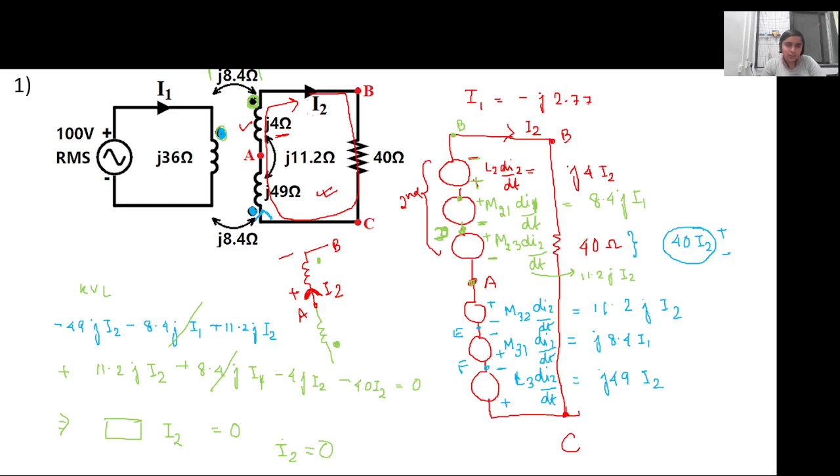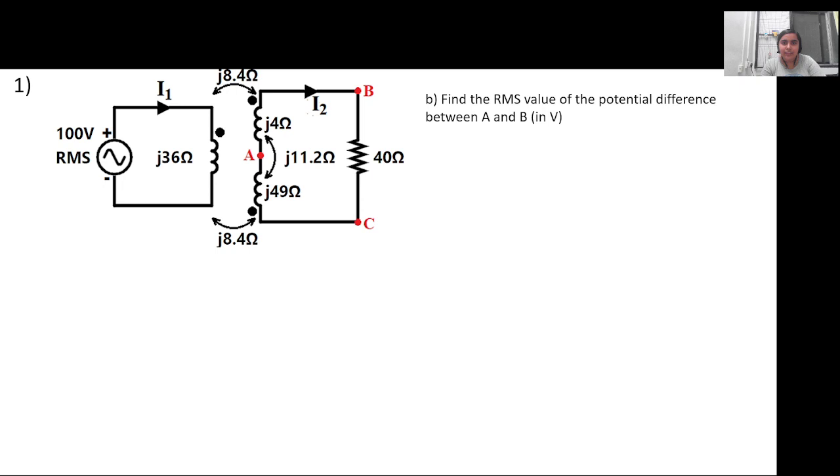Okay. So we have now calculated I1 and we have calculated I2. Now what is asked in the question is to find the RMS voltage difference between point A and point B. So can you calculate this? What will be equal to VAB?